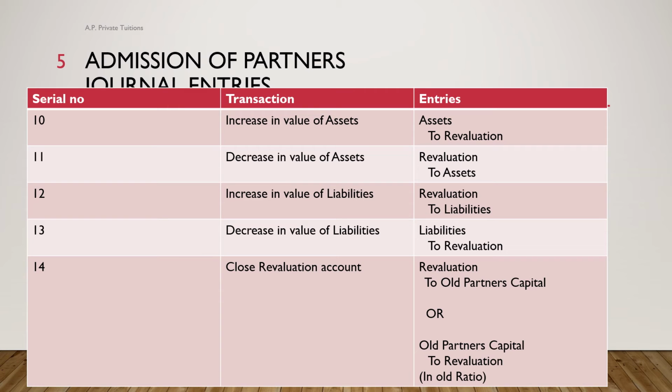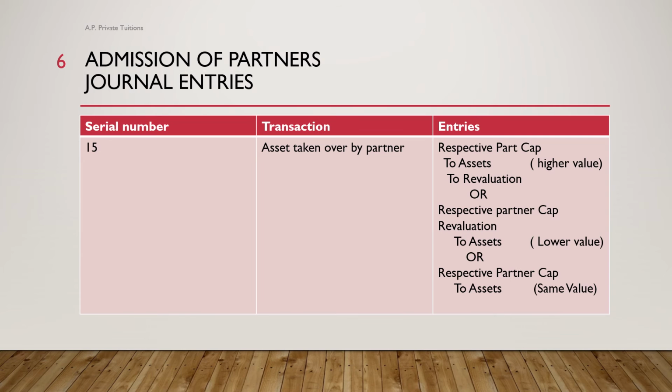These are the common entries which come in the sum. Now, from the next slide onwards are the adjustments which come rarely. It comes rarely, but I'm not telling you it doesn't come in exams. You have to prepare for it also. Assets taken over by partner: they tell you plant and machinery is taken by X, building is taken over by Y, like that. So you have to see whether it is taken over at the same value, higher value or lower value.